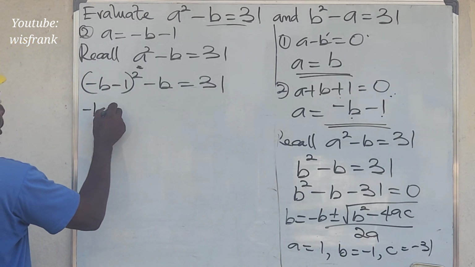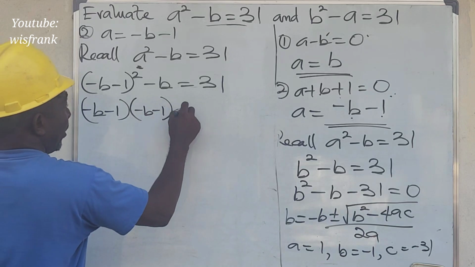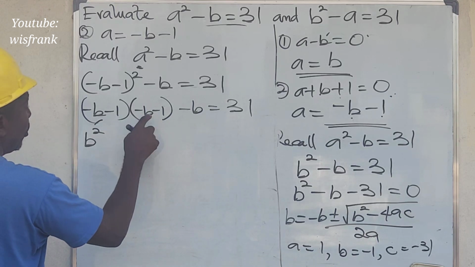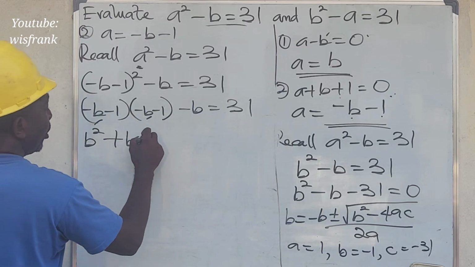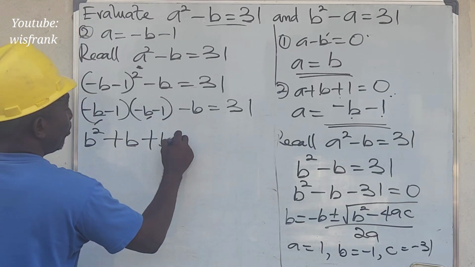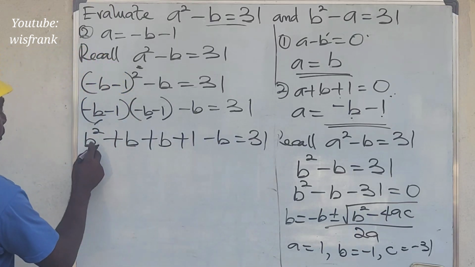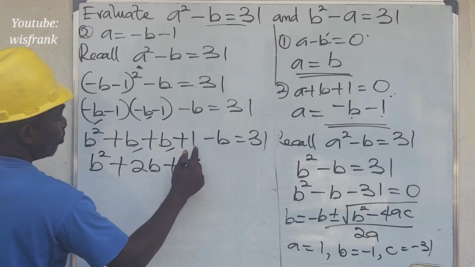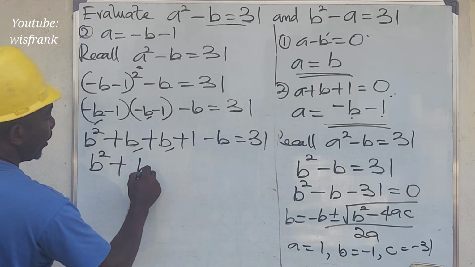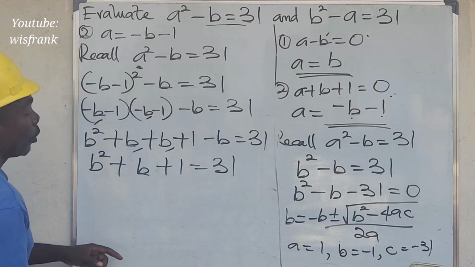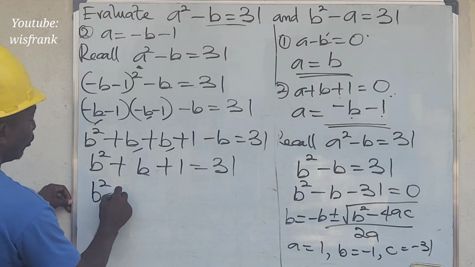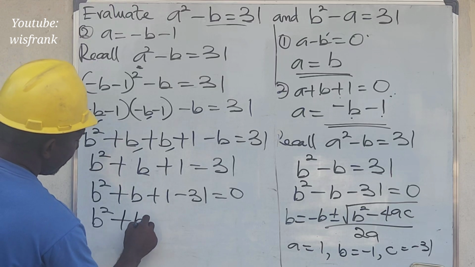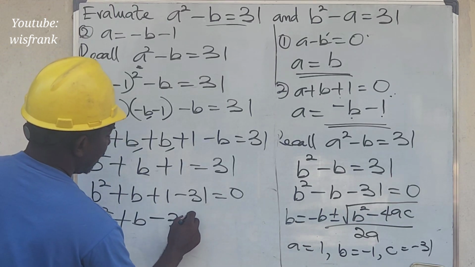So expanding this, we have minus b minus 1 all into minus b minus 1, minus b equals 31. Minus b times minus b becomes b to the power of 2. Minus b times minus 1 becomes plus b. We have minus 1 times minus b, plus b. Minus 1 times minus 1 becomes plus 1, minus b equals 31. So this becomes b to the power of 2, plus b plus b becomes 2b, plus 1 minus b gives us plus b plus 1 equals 31. So we transpose this to the other side. This becomes b to the power of 2 plus b plus 1 minus 31 equals 0, so b to the power of 2 plus b minus 30 equals 0.